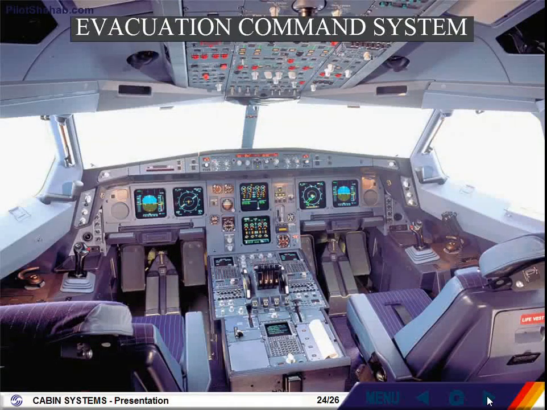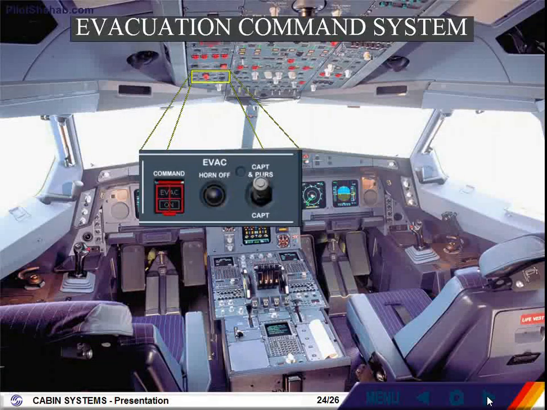There are controls for the evacuation command signal in the cockpit and in the cabin. The cockpit control consists of an evacuation panel, which comprises an evacuation command push button to start the evacuation signal, a horn-off push button to silence the evacuation horn in the cockpit, a captain and purser switch to enable or disable the evacuation signal triggered from the cabin.